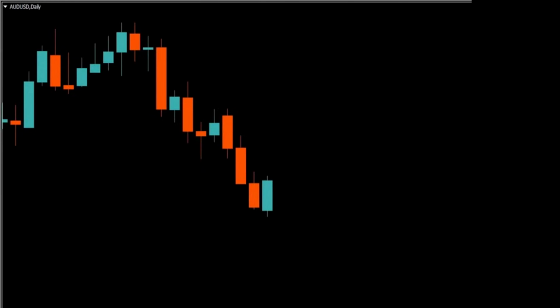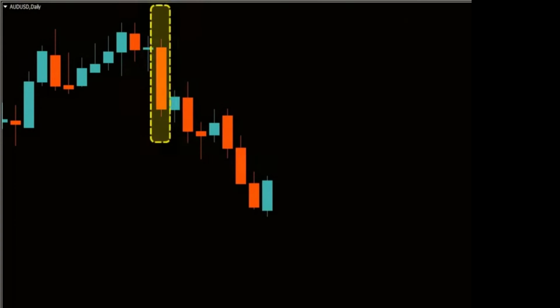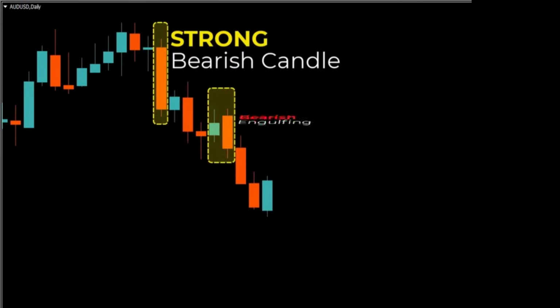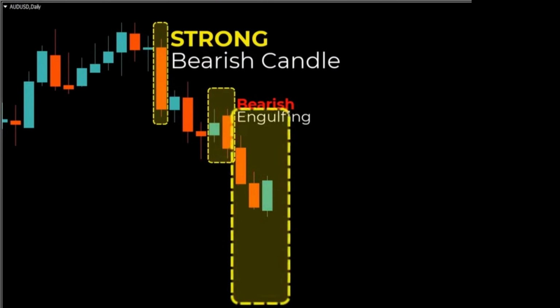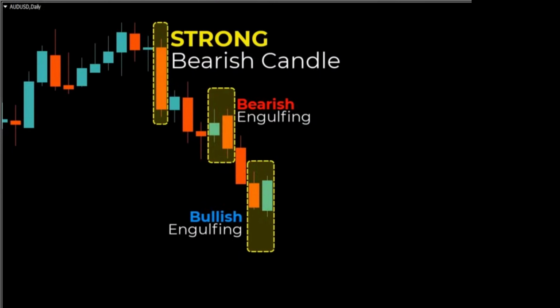Alright, let's break this down step by step. Looking at this chart, we can see something crystal clear. The market is in a strong trend. You can spot a dominant bearish candle followed by a powerful bearish engulfing pattern. This setup alone is a strong indication that sellers are in full control. Then, the market throws a curveball. A strong bullish engulfing pattern appears, signaling that buyers are trying to reverse the trend.